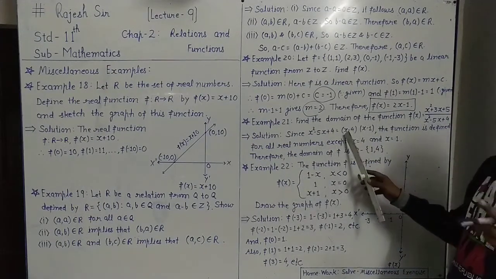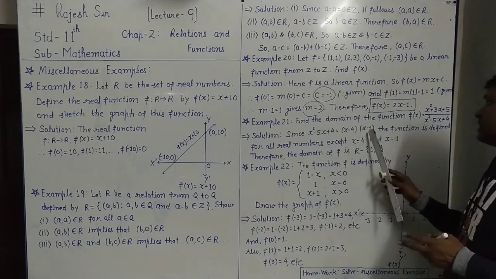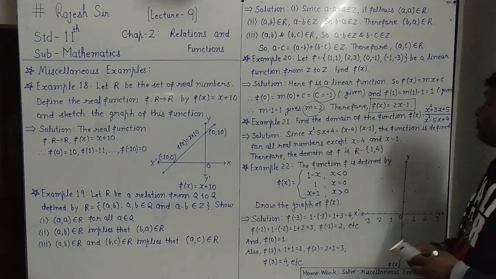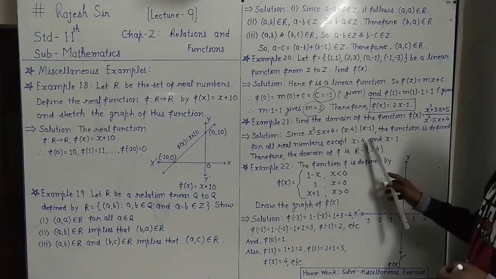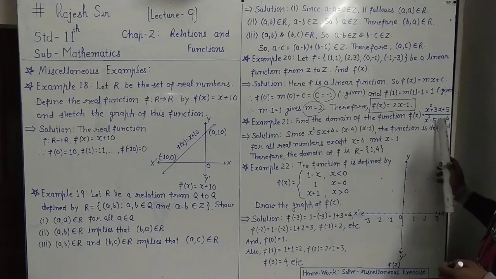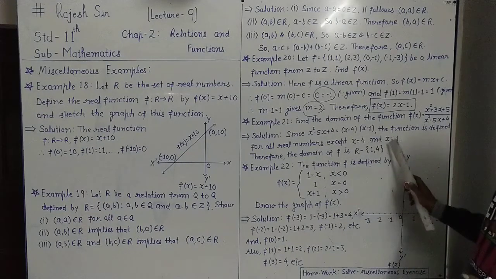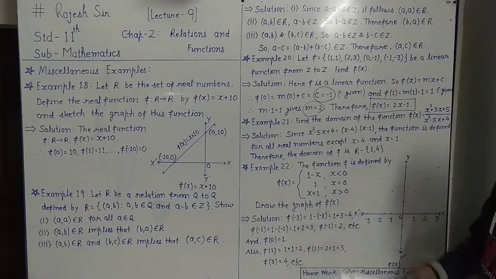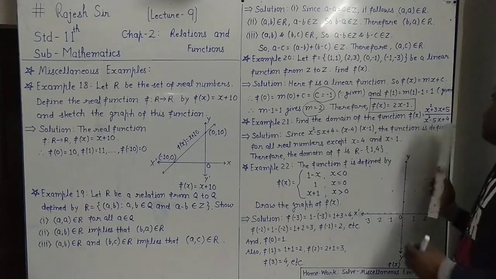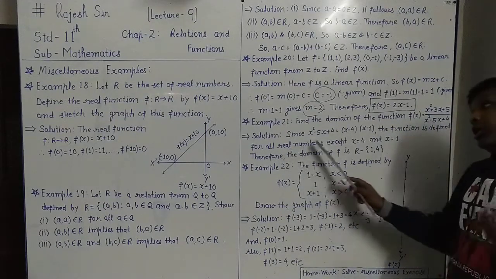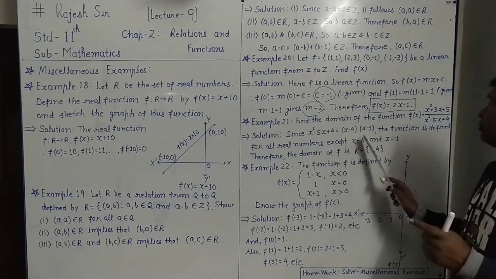If you place x equal to 4, it becomes 0. And if you place x equal to 1, then also it is 0. So for 4 and 1, if you place them here, it becomes 0 in the denominator, so the function becomes undefined. Except x equal to 4 and x equal to 1, it is always defined. So the given function is defined for all the real numbers except x equal to 4 and x equal to 1.